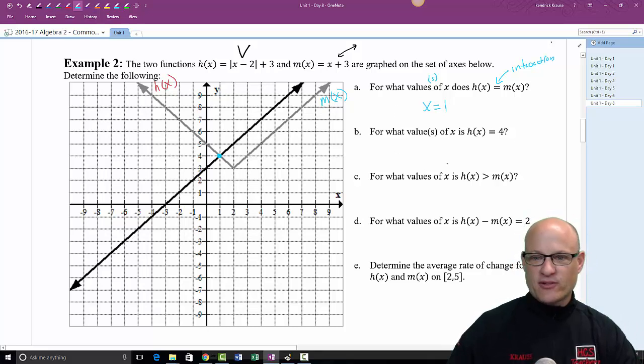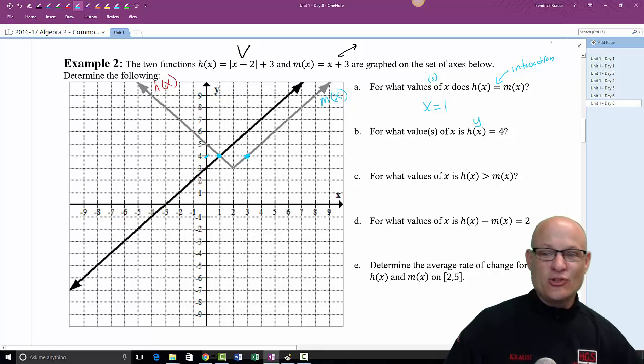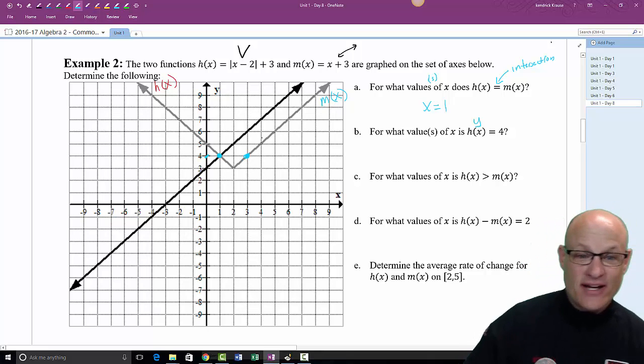For what value of x does h of x equal 4? Okay, so h of x, remember, this is the y value equal to 4. So here's 4. All right. So for what value or values of x does h of x equal 4? Well, it equals 4 right there, but it also equals 4 right here. So it's got two values of x where h of x is equal to 4.